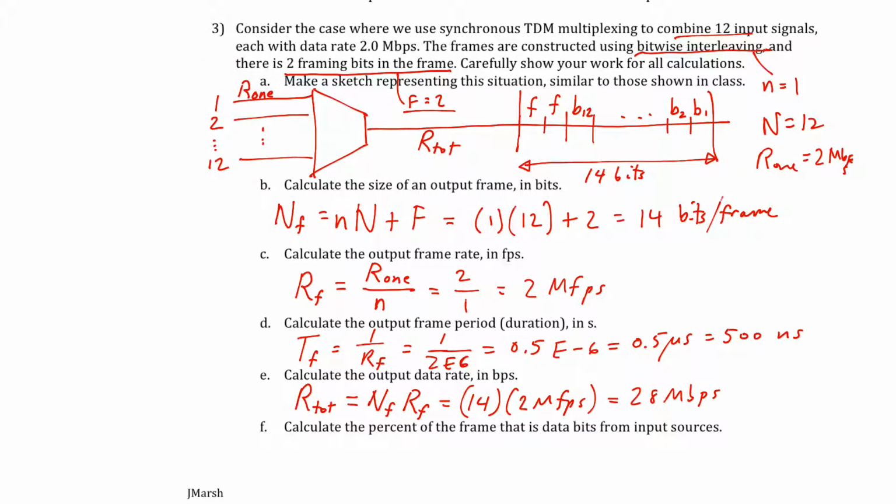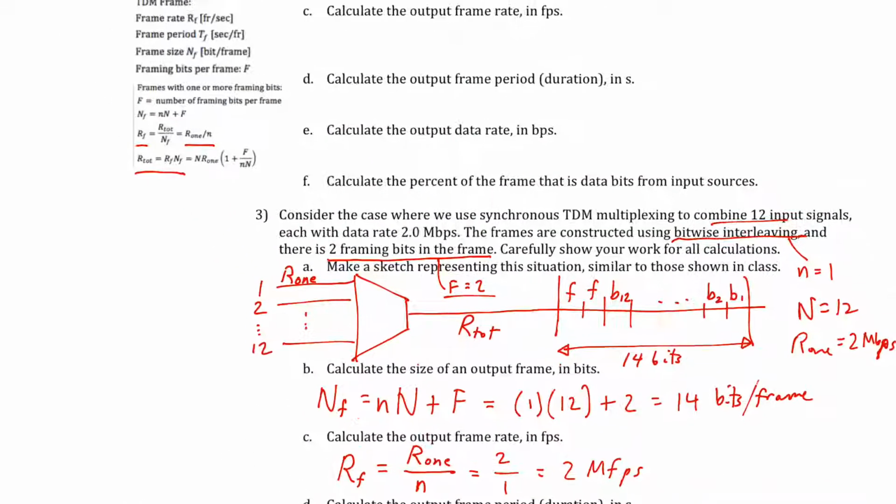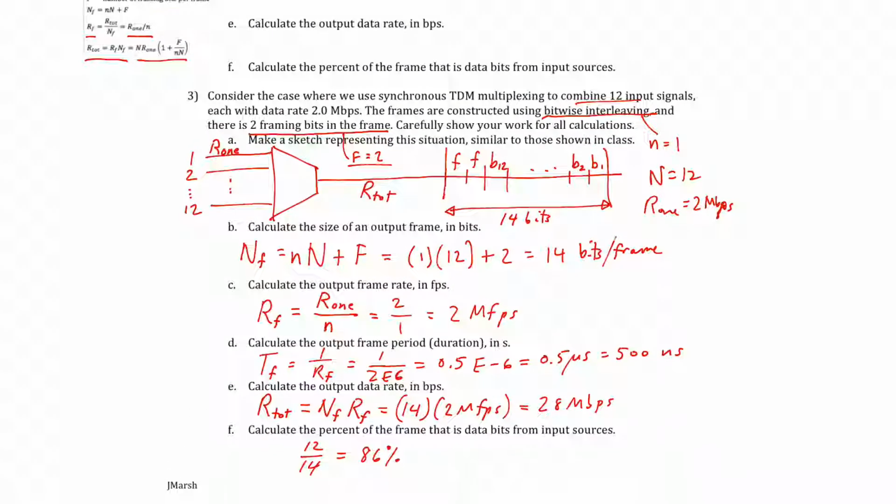The percent of the frame that is data bits, well, 12 out of those 14, and 12/14ths, I can calculate it here. It's 86%, roughly. Okay, well, here's the solution to that one, bits per second, and I hope that helps. We can also calculate the R tot using this equation, but I'm not going to go ahead and do that right now. So, hope this helps.